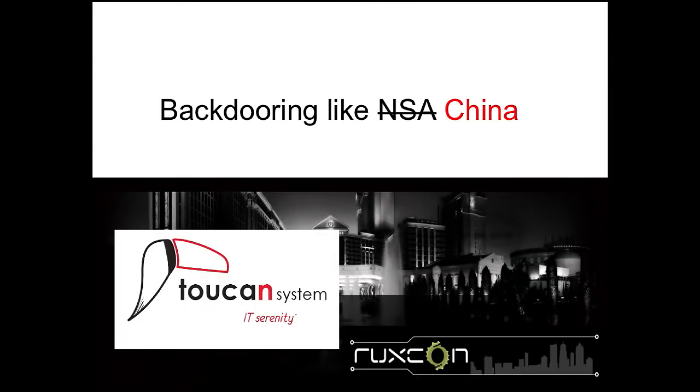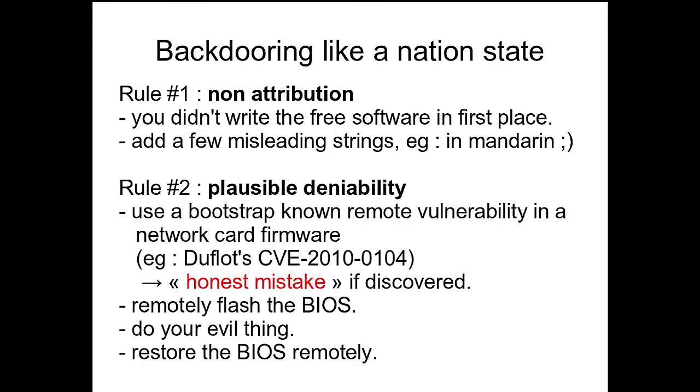How do you backdoor? So we mentioned non-attribution and plausible deniability. Non-attribution is a given. You didn't write the software. It's open source software anyway. So you can add some strings in Mandarin. They love this usually. You change your locales. You know, we're monitoring the internet. There are like 20 groups, and they're all Chinese, and they're all evil. And that's because they're changing their locales to Mandarin.